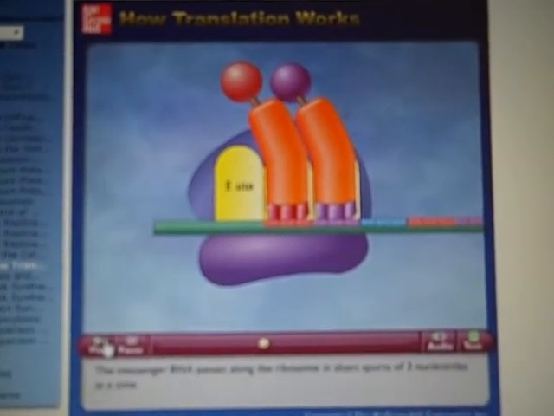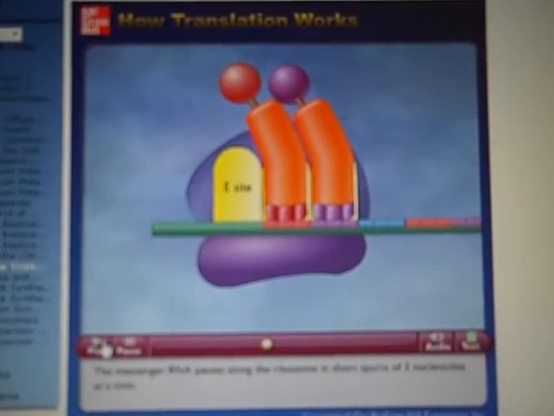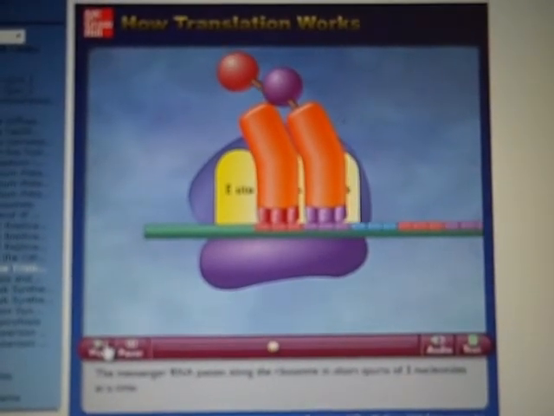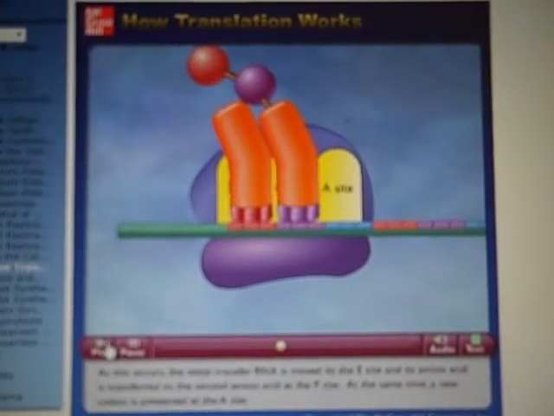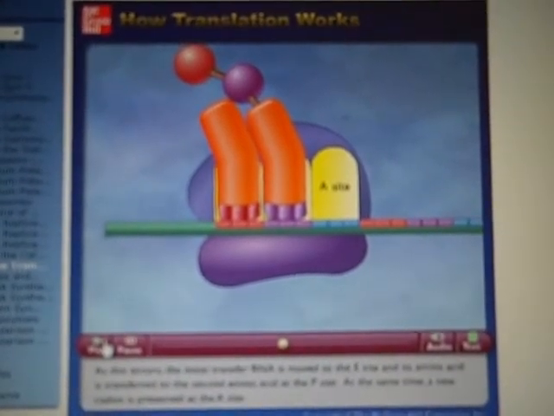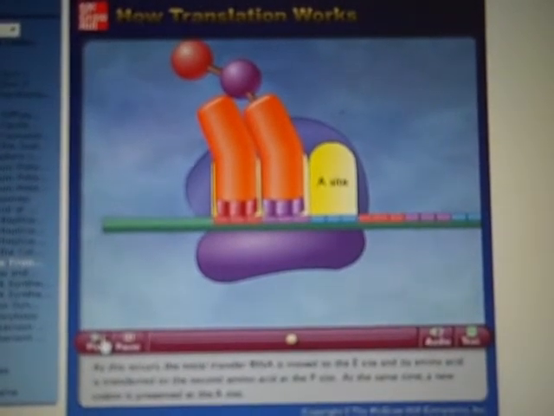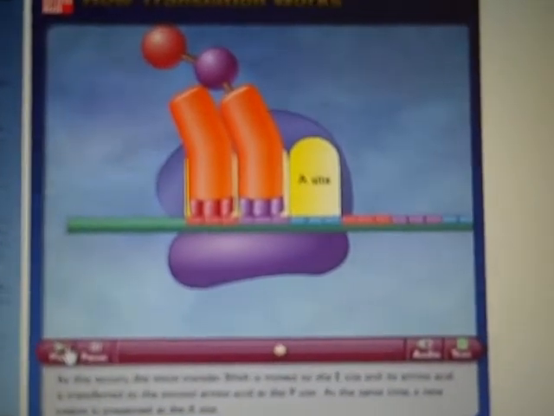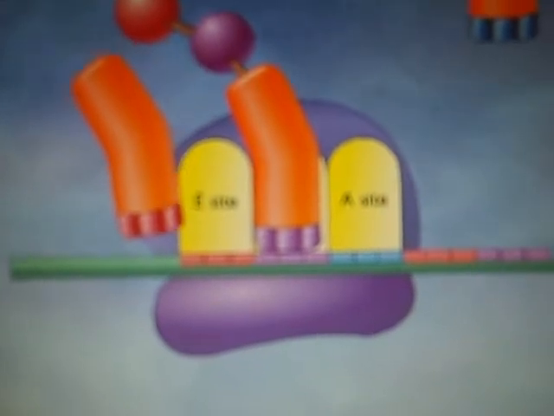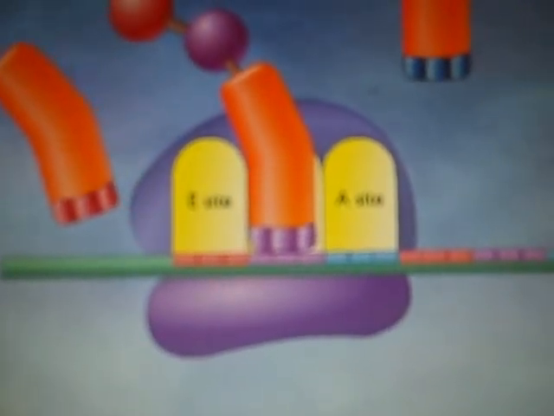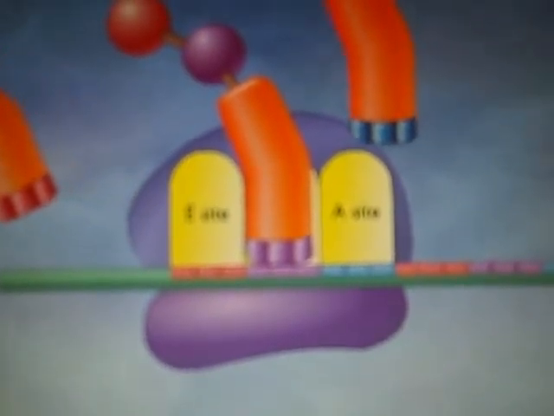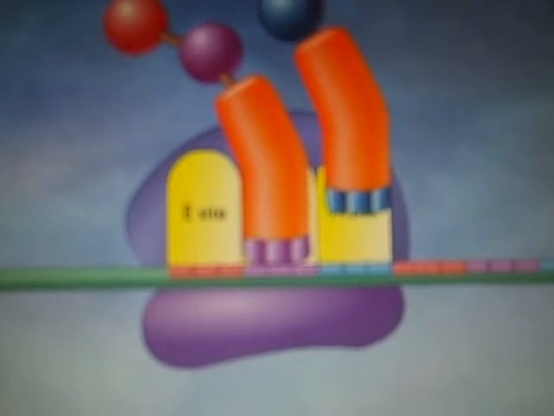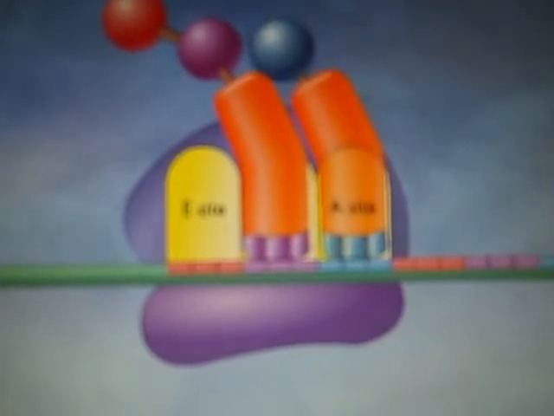The messenger RNA passes along the ribosome in short spurts of 3 nucleotides at a time. As this occurs, the initial transfer RNA is moved to the E site, and its amino acid is transferred to the second amino acid at the P site. At the same time, a new codon is presented at the A site. The initiating transfer RNA, which now no longer carries an amino acid, leaves the E site, and the next transfer RNA with a complementary anticodon enters the A site.